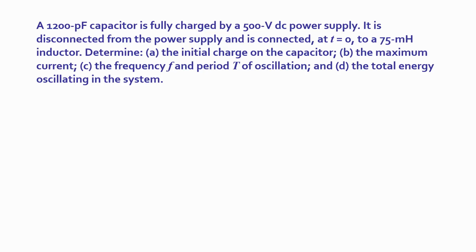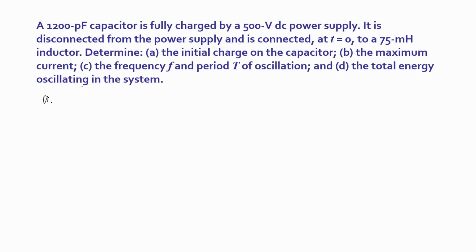So here we go. We have a 1200 picofarad capacitor. We charge it up with 500 volts of DC power. Then we disconnect it from the power supply and connect it to a 75 millihenry inductor, and we see what happens. We're going to get some electromagnetic oscillations, and we're going to analyze a bunch of quantities.